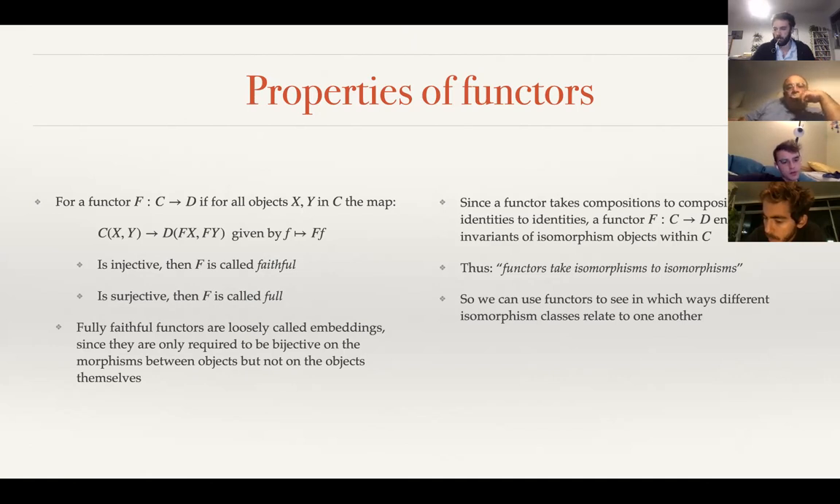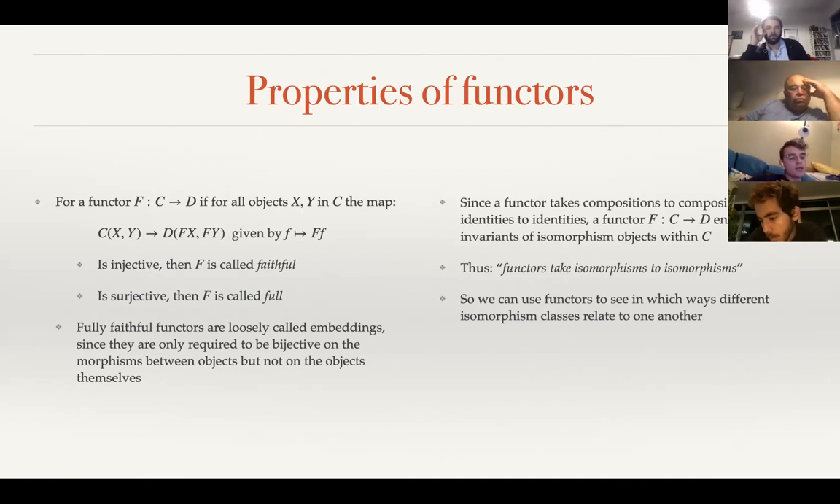So here a functor, right? We call a functor faithful if it does this for all morphisms between two objects. We call it full if it's a surjection. Fully faithful functors, they often call them embeddings. They're not exactly embeddings, right? Because two objects in C could get mapped to the same object in D. Two different objects. That's okay, as long as their morphisms do not.